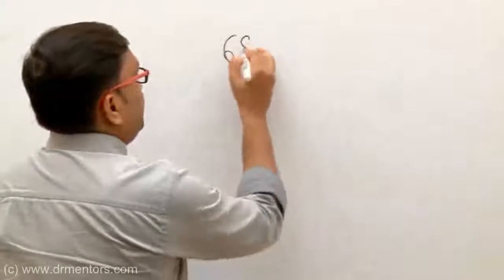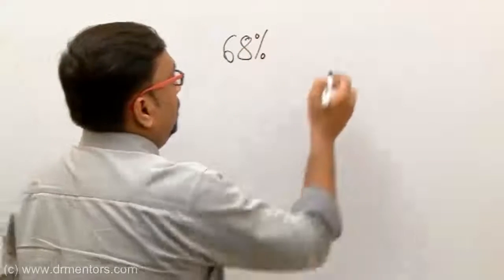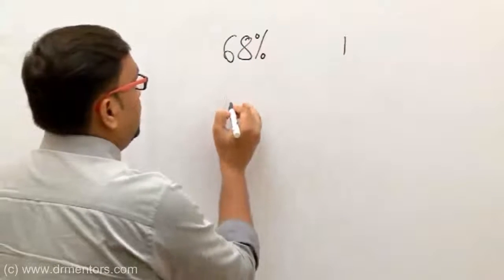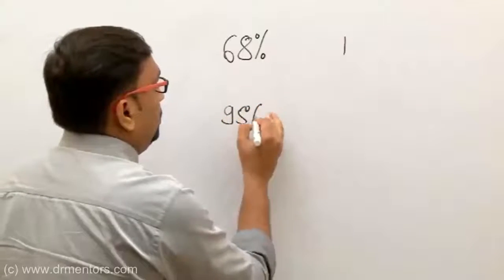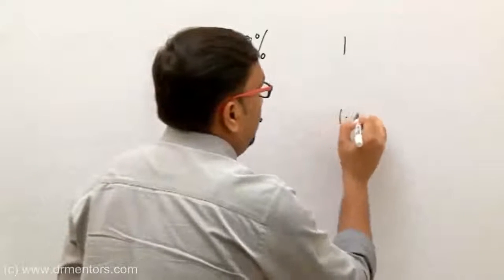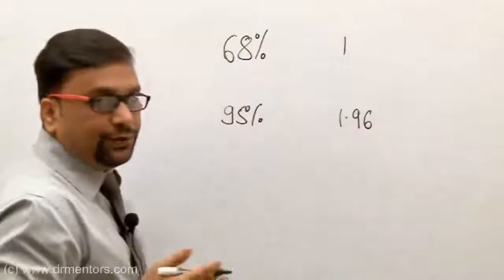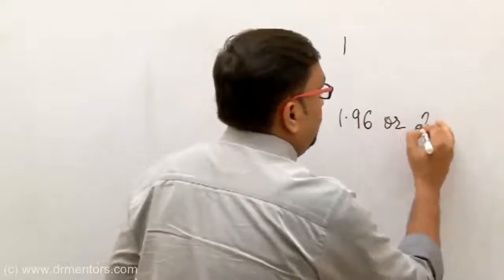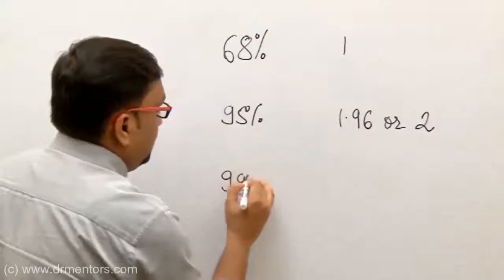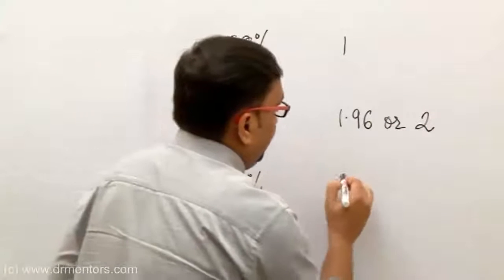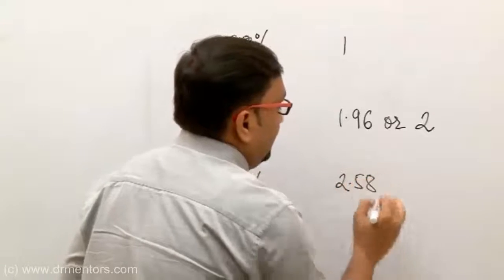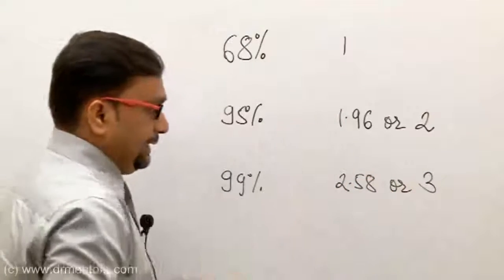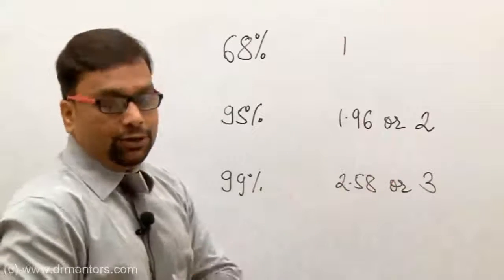As I said, when it is the 68% confidence interval you want, your multiplying factor is plus or minus 1 SD. For the 95% confidence interval, your multiplying factor is 1.96, but as I said, for MCQs we don't need this exact number, so we will round it off to 2. When you want the 99% confidence interval, the multiplying factor is 2.58, but we don't need such exactness, and that is why we round it off to 3.